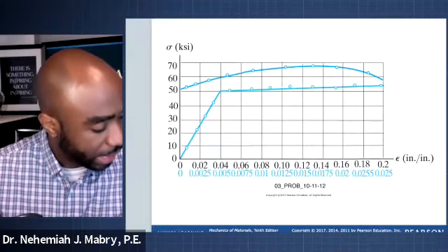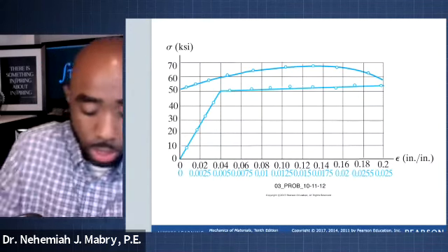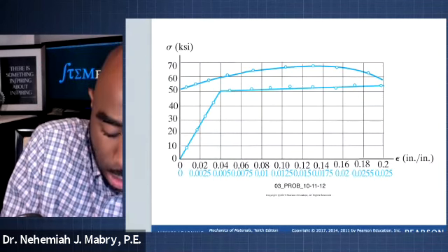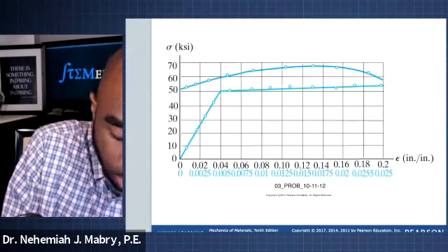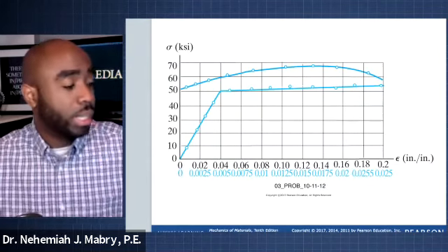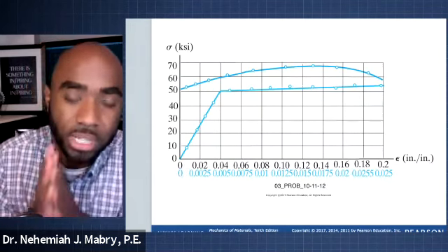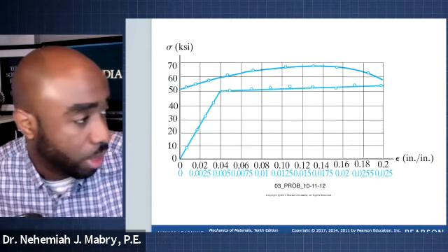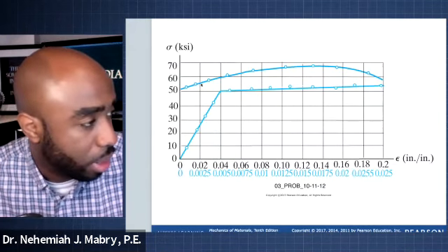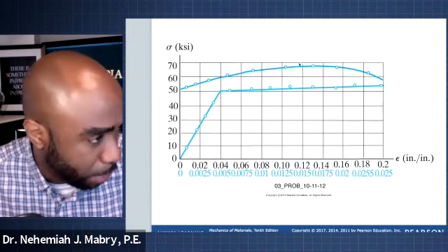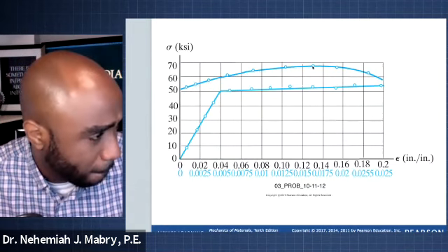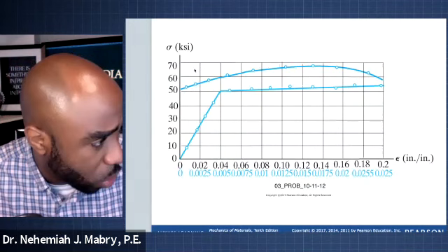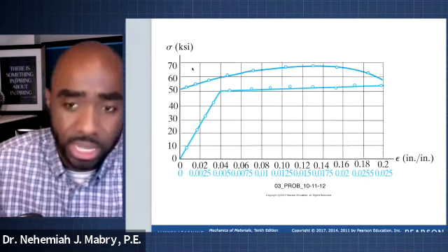So looking at this again, we can identify first and foremost the ultimate stress. What is the ultimate stress, right? What is the highest stress value that we see? Well, this is the second part of the graph coming up here. And I would say that the peak is right about here, which in terms of stress corresponds to, let's say, 68 KSI.